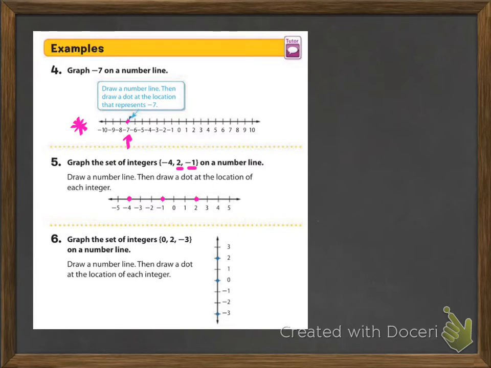All right, they changed it up on us now. Look at number 6. It says graph the set of integers 0, 2, -3 on a vertical number line. You see what they did here? 0 right there. 2 is right there. And -3, voila, right there. So you can see how basic and straightforward this lesson kind of is.